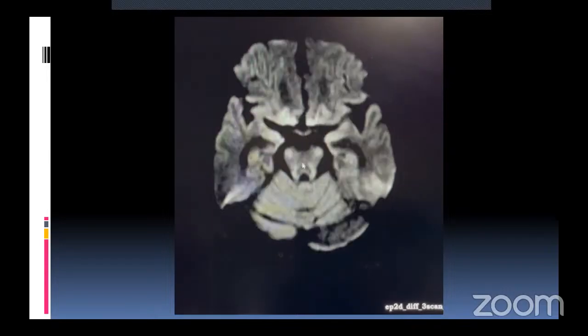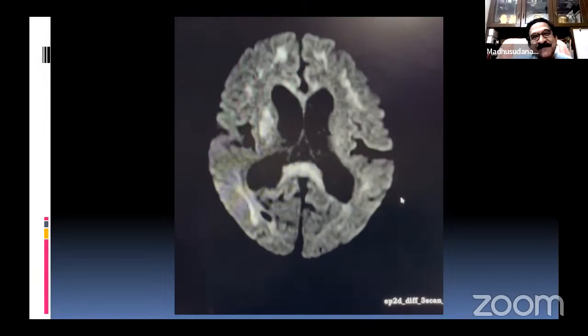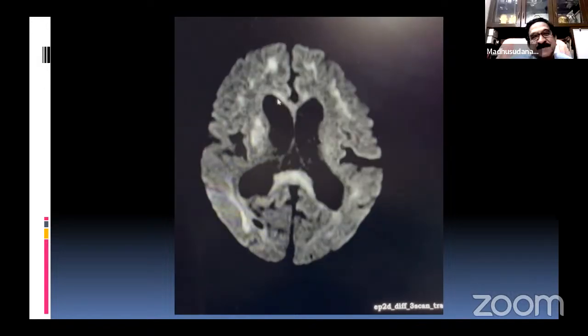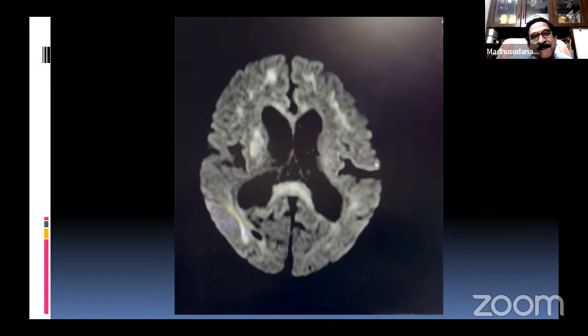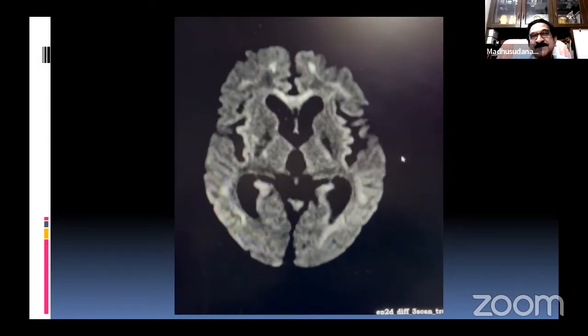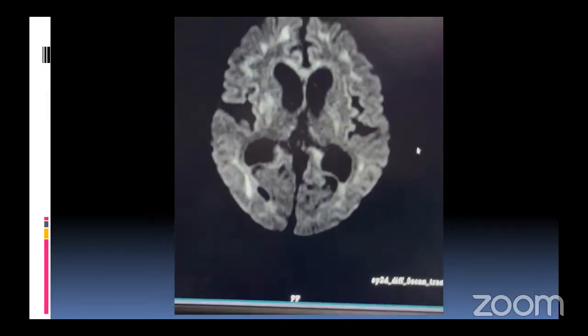Polyglucosan disease, we can think of. Pardon? Polyglucosan disease we can think of. Yeah, adult polyglucosan, but that is not diffusion restriction like this. Okay. That can also present like this, with multi-system involvement. But they don't present with episodes, stroke-like episodes. Okay, okay, sir.